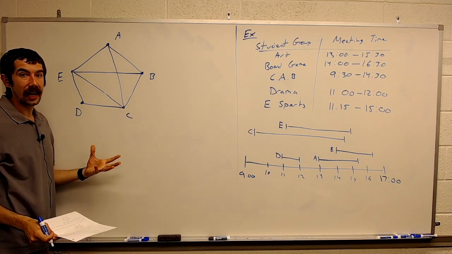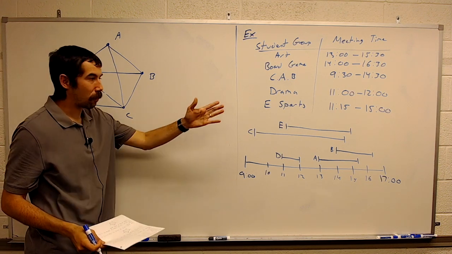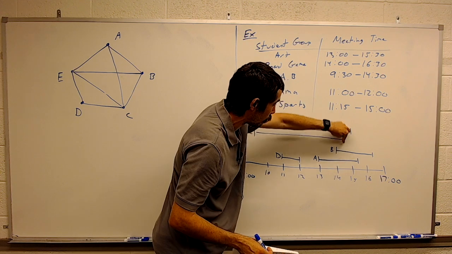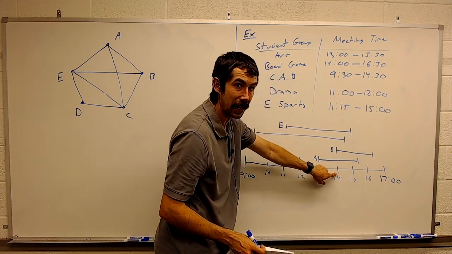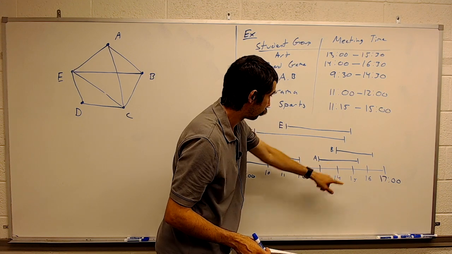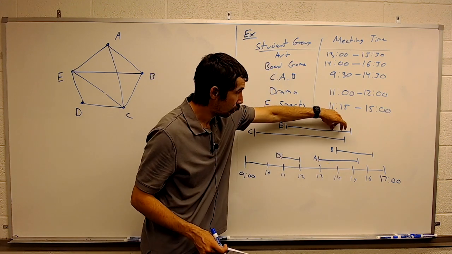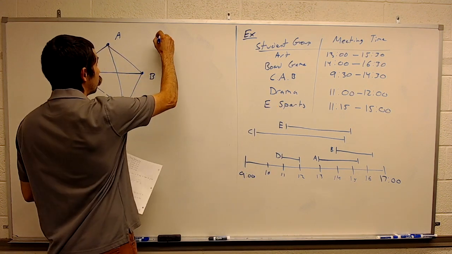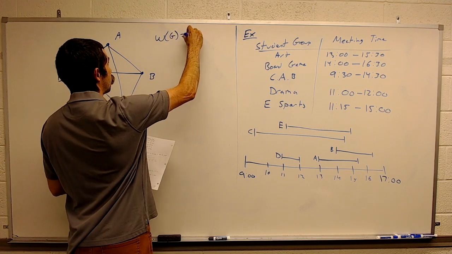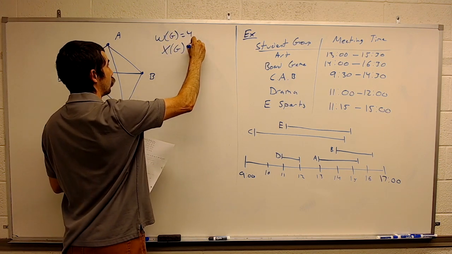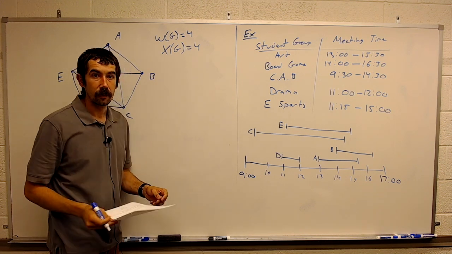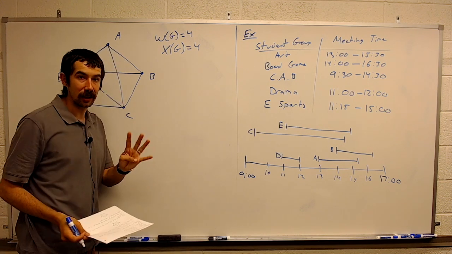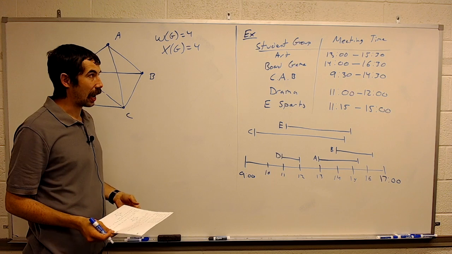Okay, what is the clique size of this graph? The clique size is the spot of maximum overlap. The clique size we could determine is 4, because from 2 p.m. to 2:30 p.m., 4 clubs want to be meeting during that time. So our clique size is 4. And so that tells us that our chromatic number is 4. The best we could do is we need 4 separate classrooms so everybody could have a classroom.